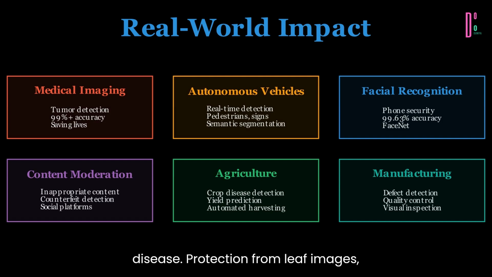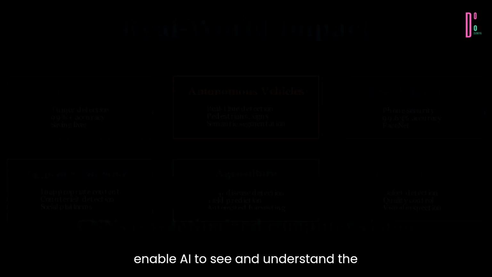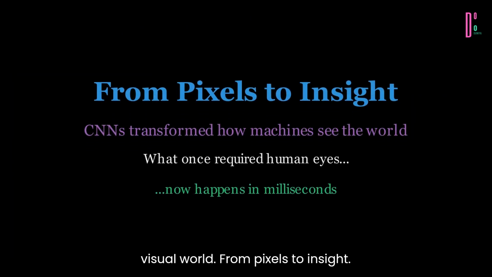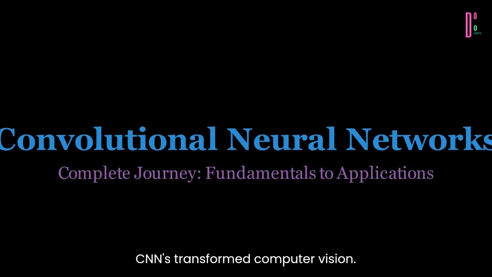Agriculture, crop disease detection from leaf images, yield prediction, automated harvesting. Industrial quality control, defect detection in manufacturing, visual inspection at scale. The same principles that detect edges in simple images now enable AI to see and understand the visual world. From pixels to insight, CNNs transformed computer vision.